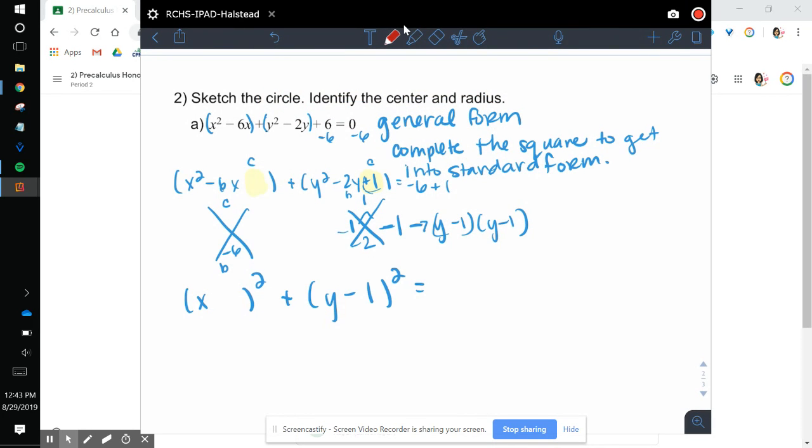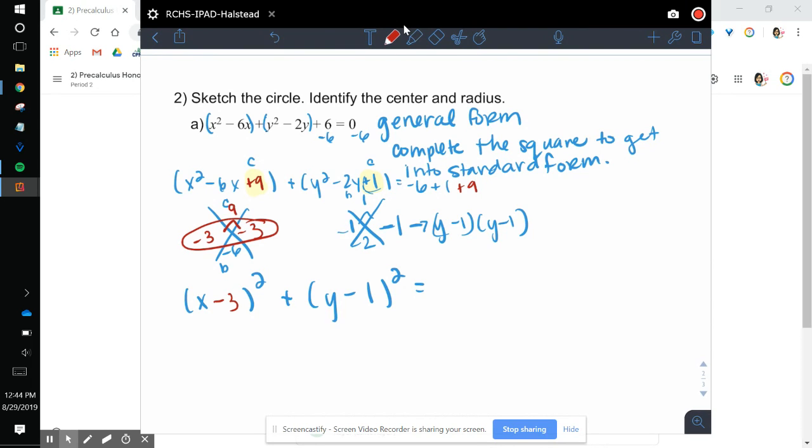All right, now we're going to do the other one. So the x factors. Negative 6, how do I split that evenly? That's negative 3 and negative 3. And then multiply those together to give me 9. So I'm adding 9 here. If I add 9 to one side, I need to make sure I add it to the other. So I get x minus 3 squared. I can see that by the middle of my big X.